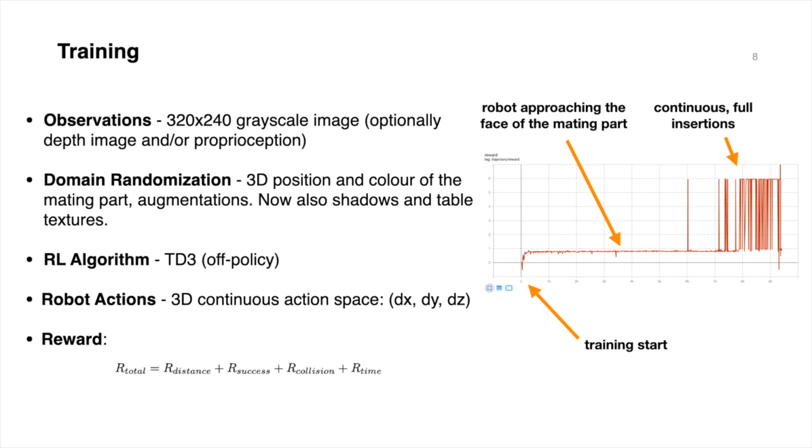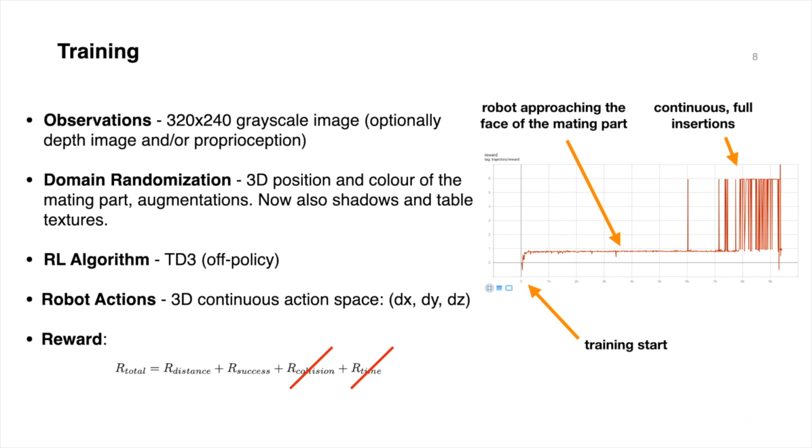We use 320 by 240 images with the optional auxiliary inputs such as depth maps or proprioception, which are robot joint angle information. We rely heavily on randomization of objects, so their colors and textures, as well as shadows and image augmentations. We use TD3 algorithm to make the robot output continuous actions in the 3D Cartesian coordinates.